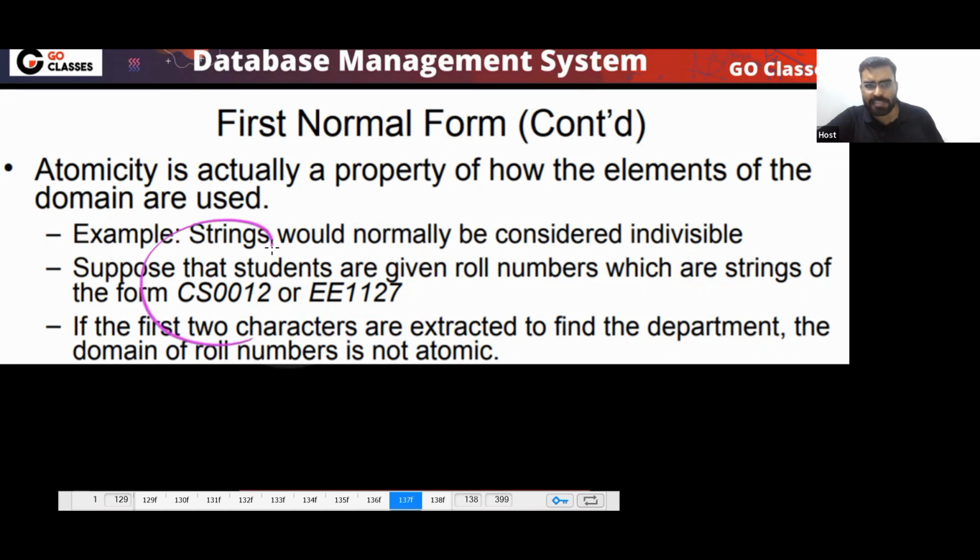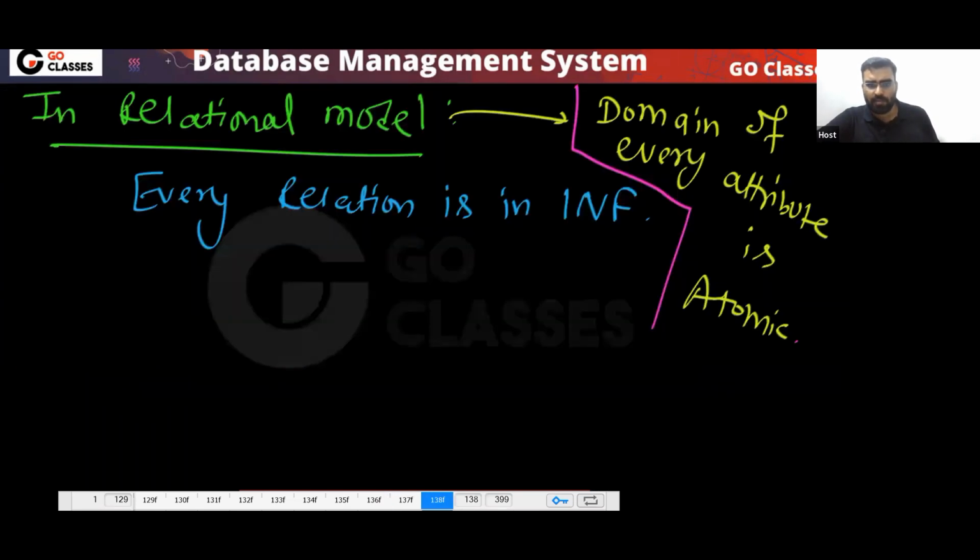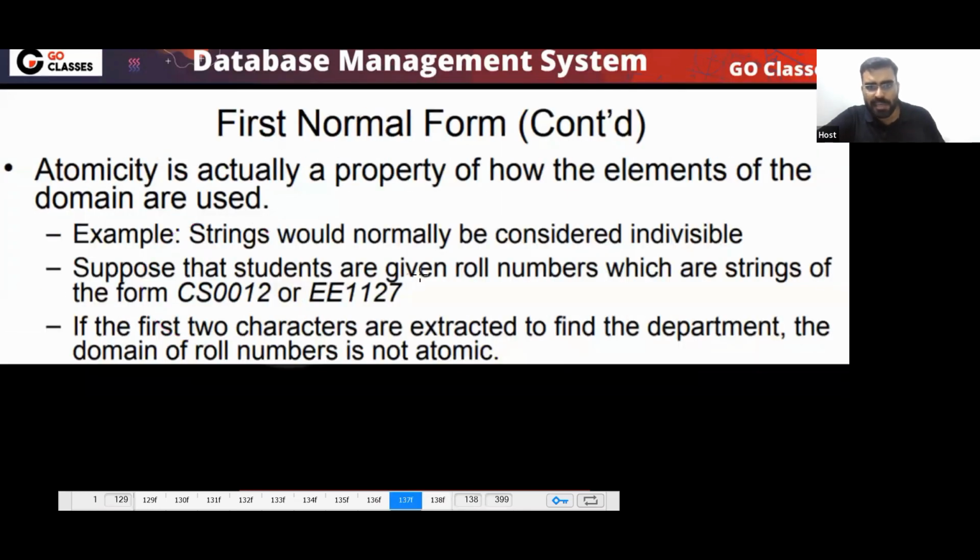Every element in the domain is a single entity. You cannot break it. This is the element of the domain; if you want only a part of it, you cannot do that. Now, if you can retrieve that part, what does it mean? Your domain is not atomic. If you can retrieve this, then your domain is not atomic. So this is what is written here.